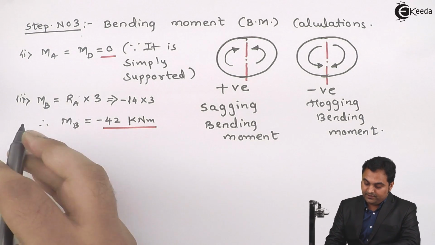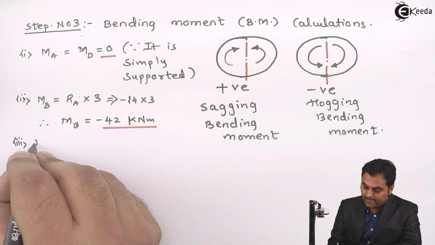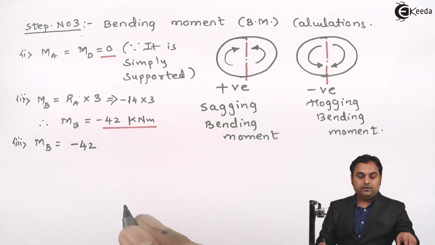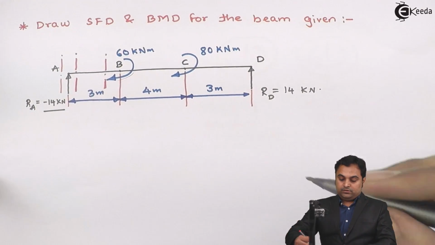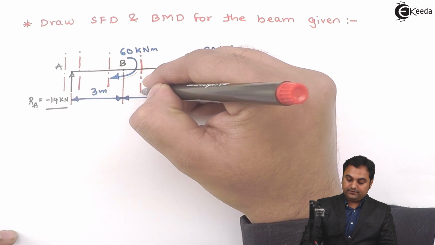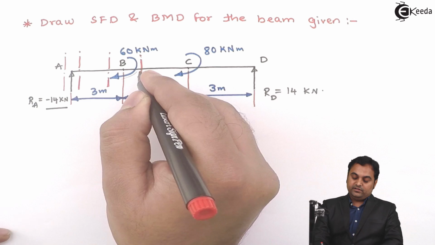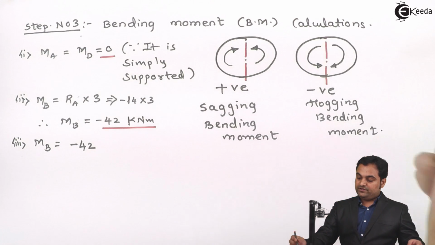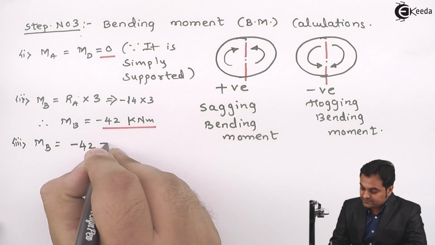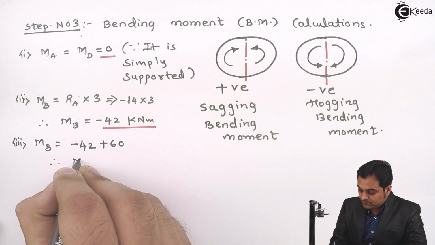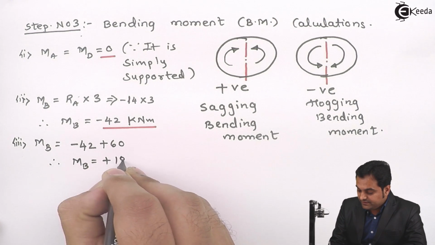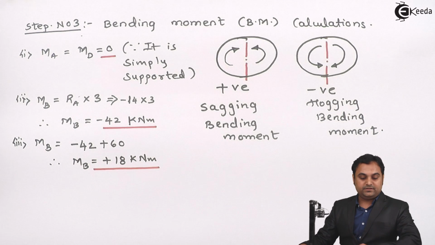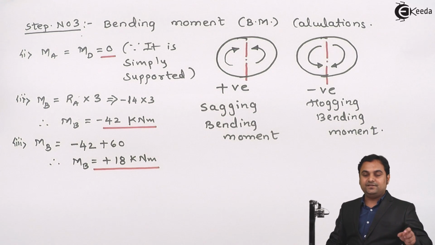Next, another value at B, because there is a couple acting. So moment at B is equal to, now this minus 42 will remain the same, but here again if I am taking the section to the right of B, then to the left of this section there is a 60 kilonewton meter couple. It is clockwise. So to the left clockwise is positive. So in this plus 60. So this comes out to be plus 18 kilonewton meter. Next, similarly I will calculate the moment at C.